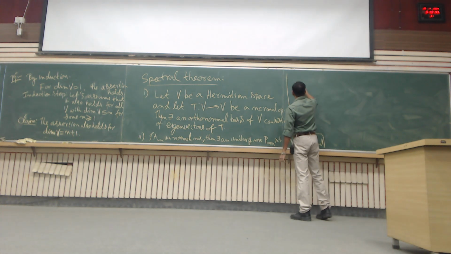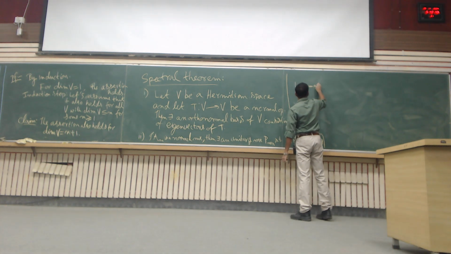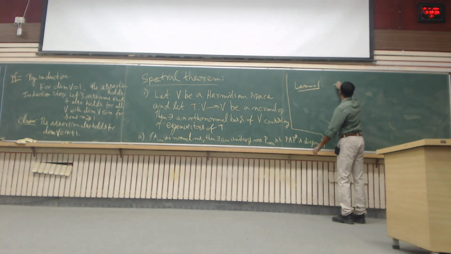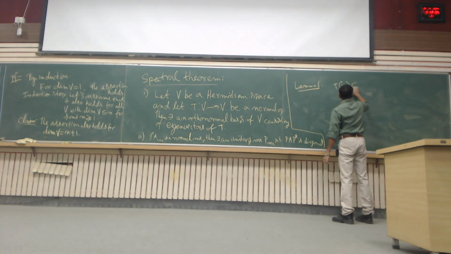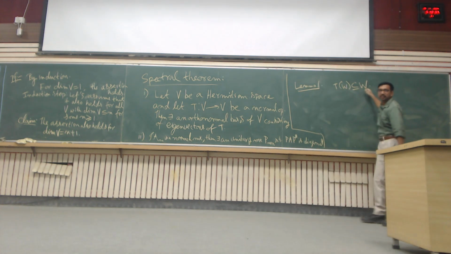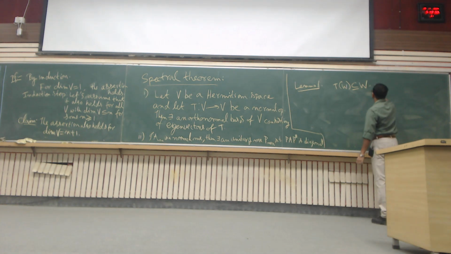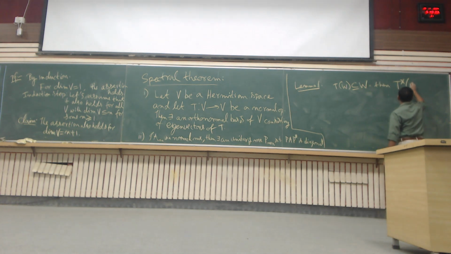So lemma 1 again, just recall it because we are going to use it immediately. So what was lemma 1? If W is a subspace, then T star of W perp is a subset of W perp, right?